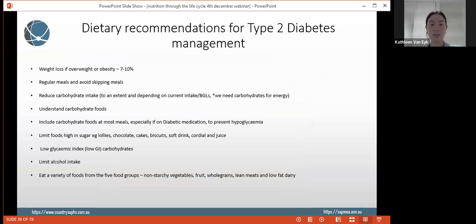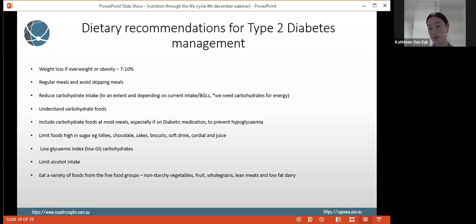In terms of type 2 diabetes, there is a few things that we focus on in terms of management through diet more so, and of course if there's medications we take that into account. But weight loss, even a small amount of weight loss can help to reduce those sugars down. So it's 7 to 10%, but even 5% of weight loss, even a few kilos, can help to better manage those sugar levels. Regular meals again to keep those sugar levels stable throughout the day. And depending on the patient, reducing carbohydrate intake. However, if there are medications, we have to take that into consideration.